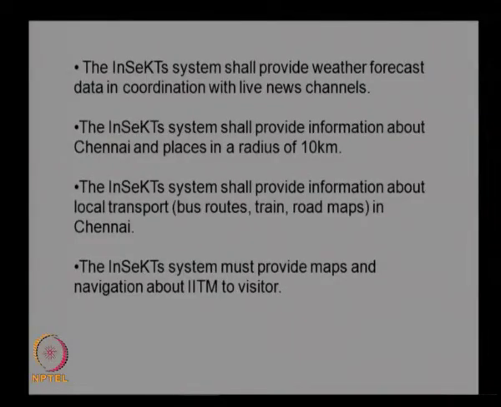Once we have all these requirements, then we will start recording this as the originating requirement document. So these are some specific requirements, like the system shall provide weather forecast data in coordination with live news channels. The INSEC system shall provide information about Chennai and places in a radius of 10 km. Again this 10 km is an arbitrary value, it actually depends on the designer what the requirement is, and then accordingly write the requirement. The system shall provide information about local transport, the bus routes, train and road maps in Chennai, and then the INSEC system must provide maps and navigation about IITM to visitors.